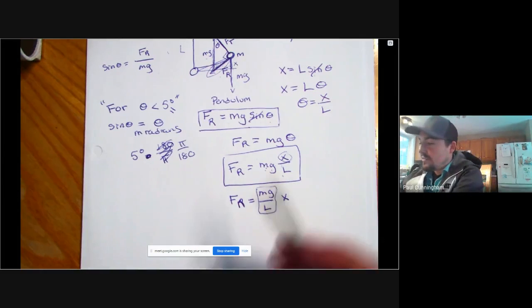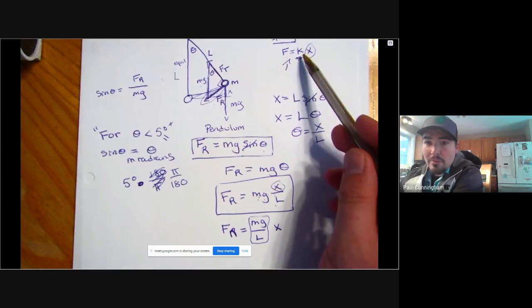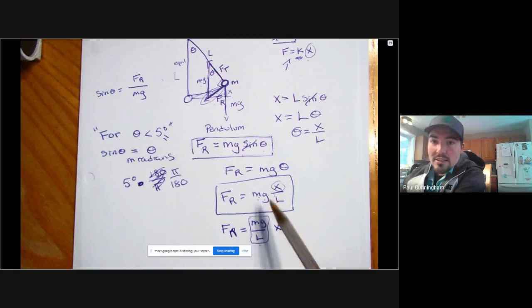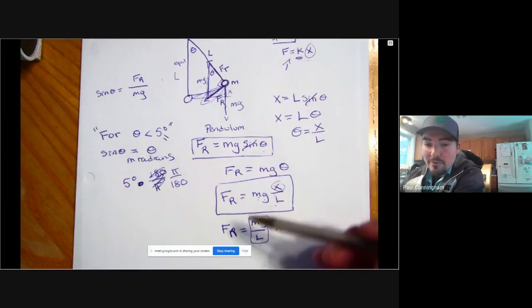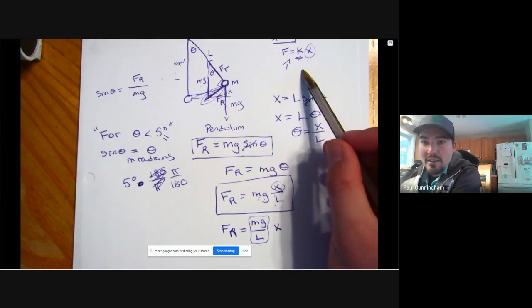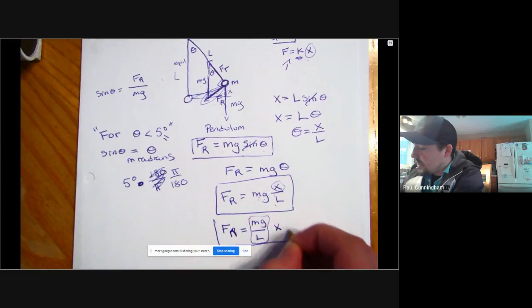And now we have a very similar idea. This was newtons per meter. mg is a force, L is a length, so that's newtons per meter. Notice this, it's the same idea. It's the same formula. This is just for a pendulum, and this is for a spring. So this is the big formula for today.